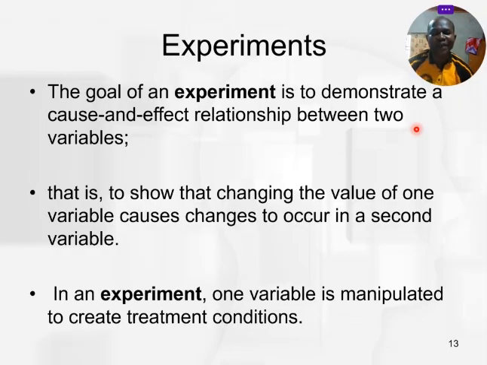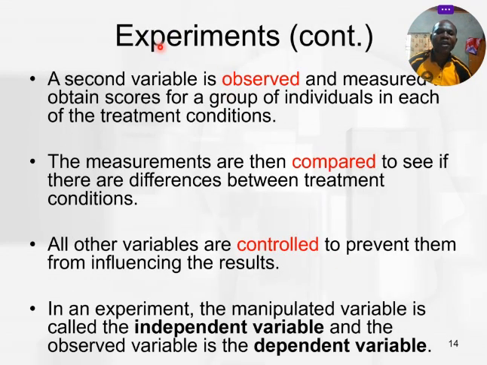On the other hand, we have the experimental study. The goal of an experimental study is to demonstrate a cause-and-effect relationship between two variables. In other words, you want to change the value of one variable and see the impact it will have on the second variable. One variable is manipulated and the other is observed for effect. In an experimental study, we compare to see if there's a difference between the treatment conditions. We talk of the manipulated variable, and the control variable. The manipulated variable is called the independent variable, while the observed variable is our dependent variable.